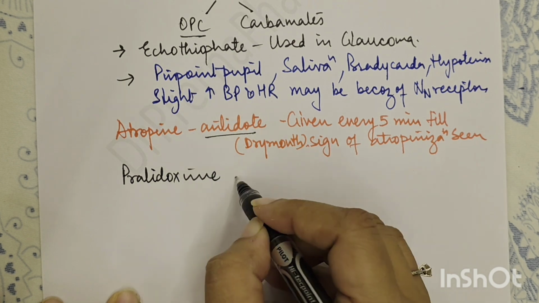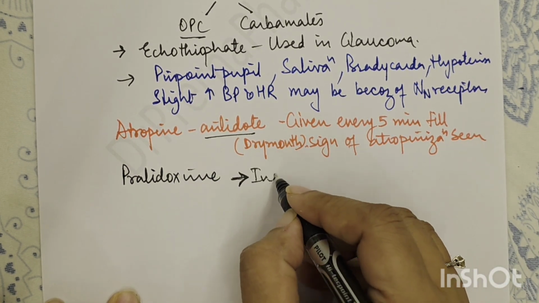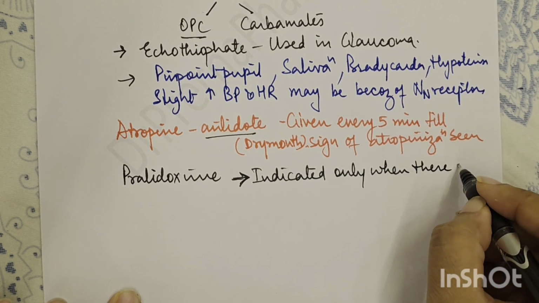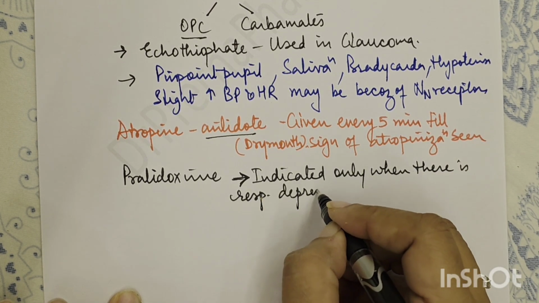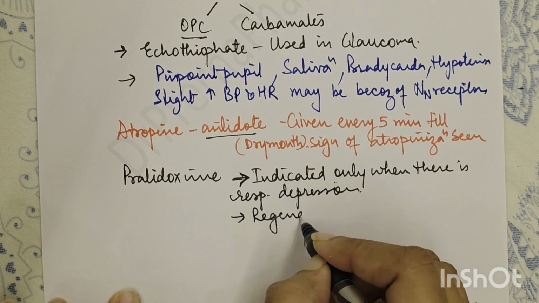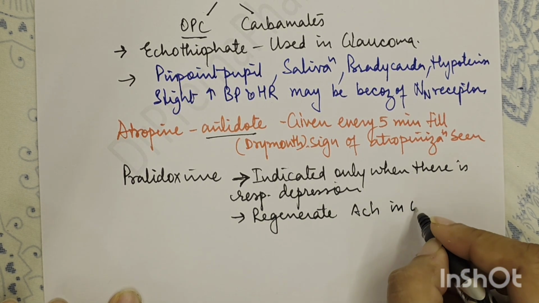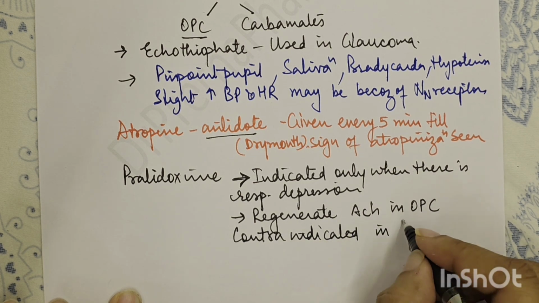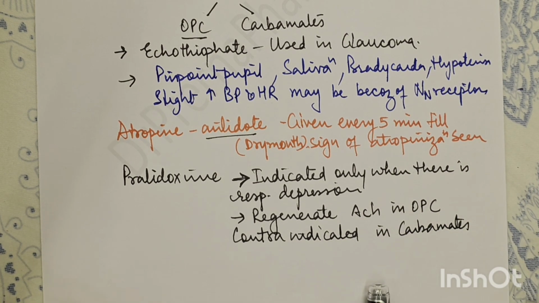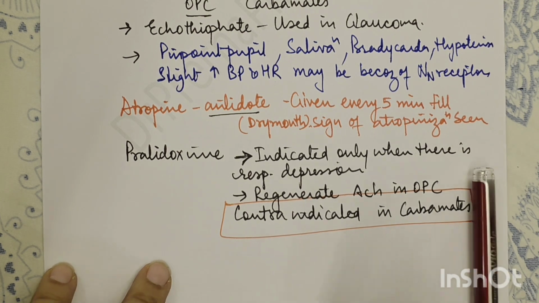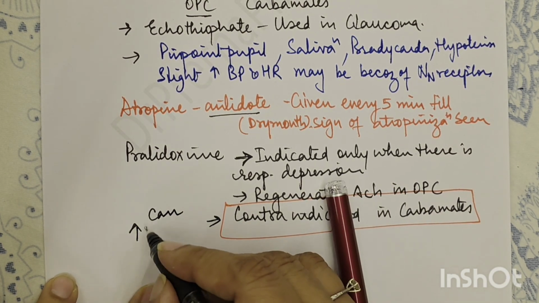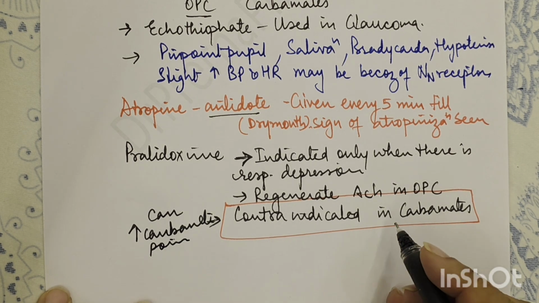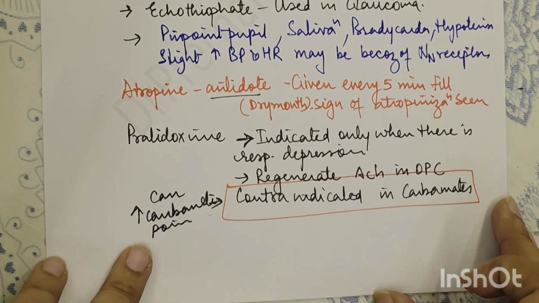Pralidoximes are there. Now pralidoximes basically they are indicated only when there is respiratory depression. Okay, they regenerate acetylcholinesterase in OPC, but they are contraindicated in carbamates. Carbamates में they are totally contraindicated. Please remember this. इसके ऊपर कई बार questions भी आते हैं, and they in fact can increase carbamate poisoning by their own anticholinesterase action. So they can in fact potentiate carbamate. So they are totally contraindicated.